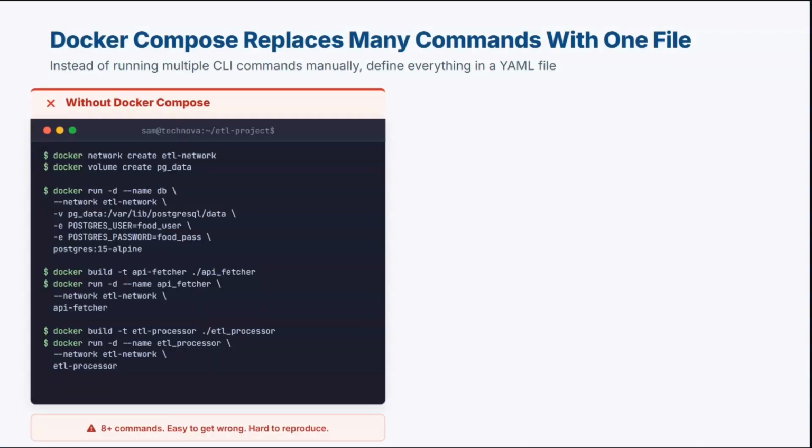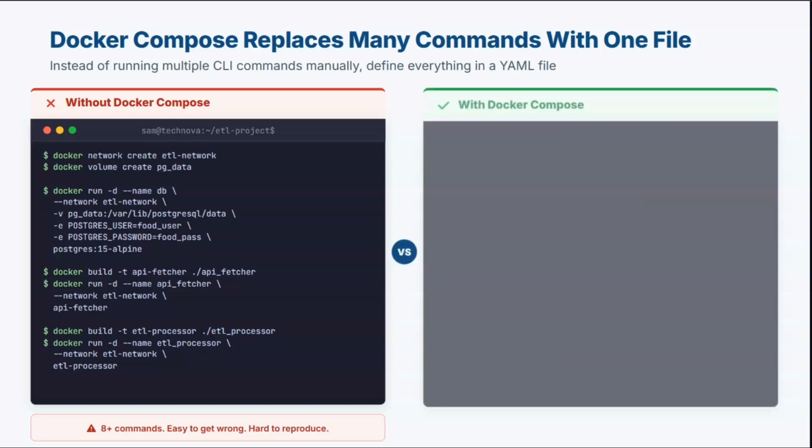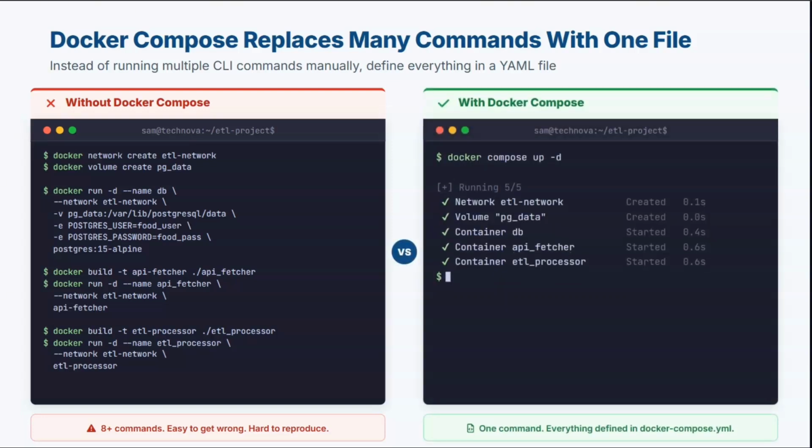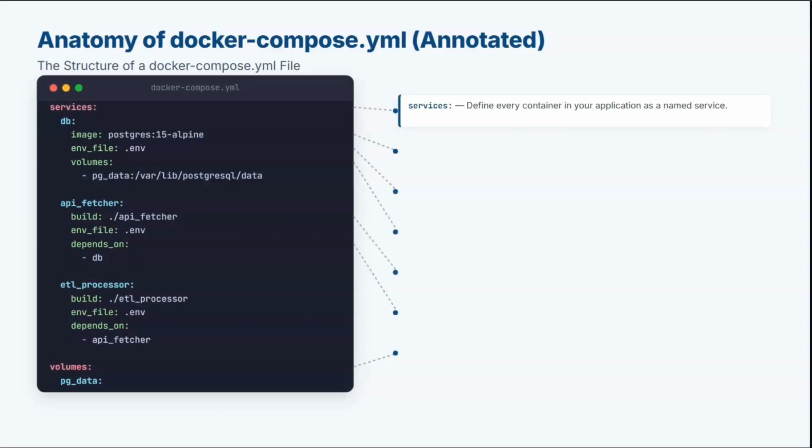Running 3 services manually means 8 or more Docker run commands, each with its own network flags, volume mounts, environment variables, and restart policies. Docker Compose solves this with a single YAML file and one command. The services block is the heart of Docker Compose. In YAML, each key under it defines one container.